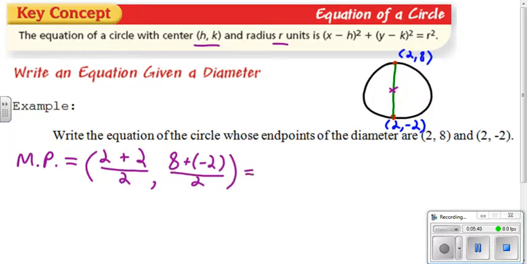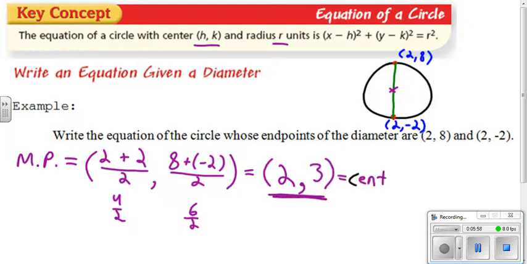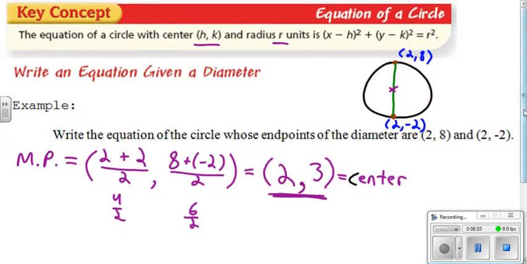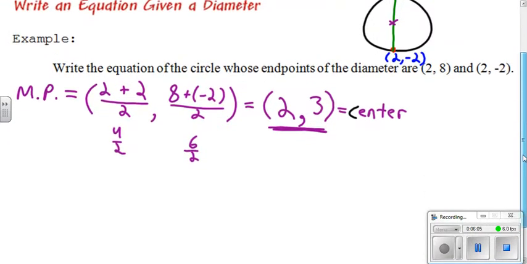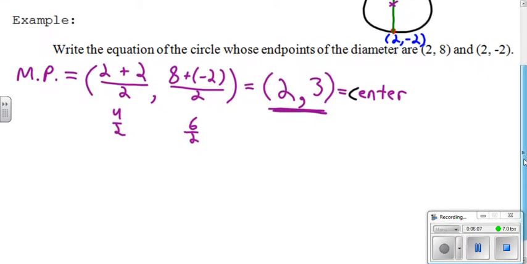So, in the end, our midpoint comes out to, this is 4 over 2, so we'd call it just 2. 8 plus -2 is 6 over 2, and 6 over 2 is 3. So this is our midpoint, which we'd also call our center. So the center is at (2, 3). Okay, now we know the center, and we just need to find the radius.